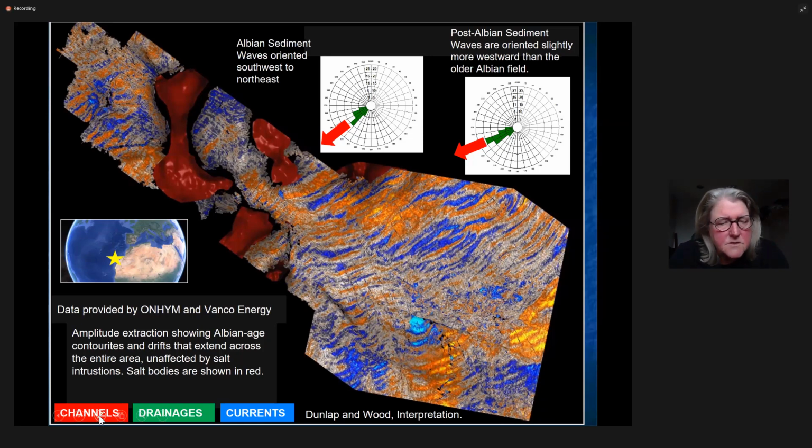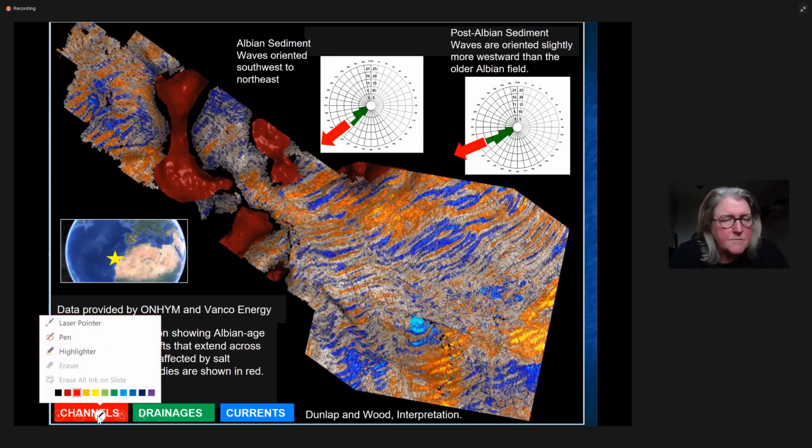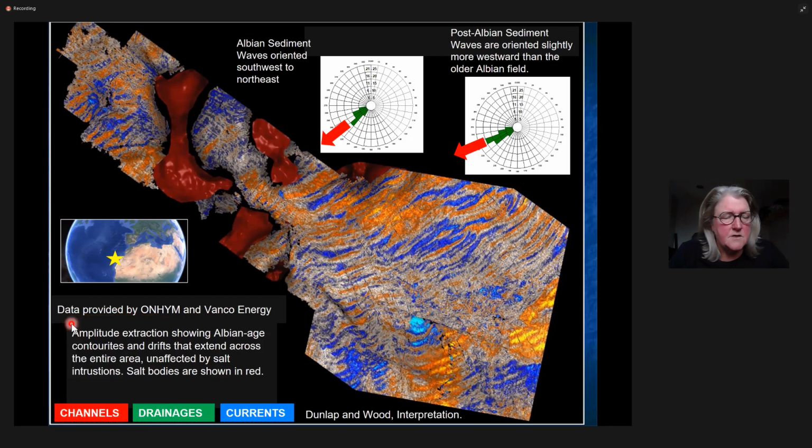I don't know if you guys can see my pointer. Let me see if I can do this. There's a pointer there. These were moving in and around these salt structures. You can see the salt structures in there.